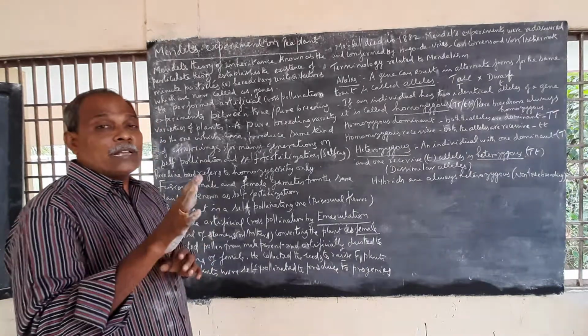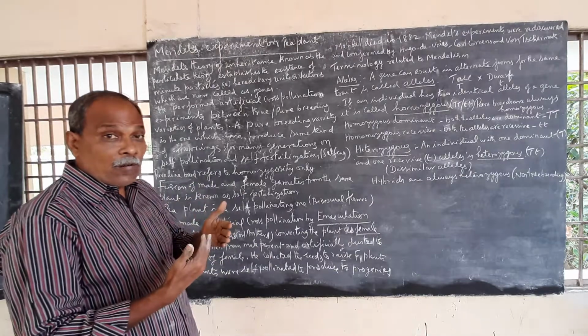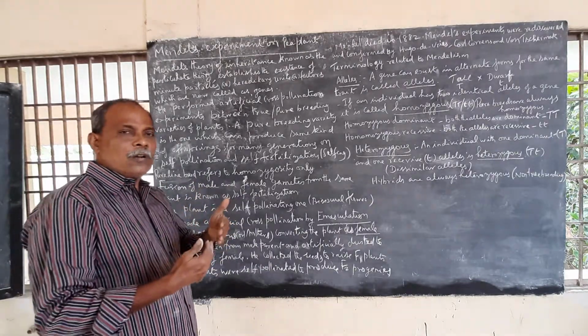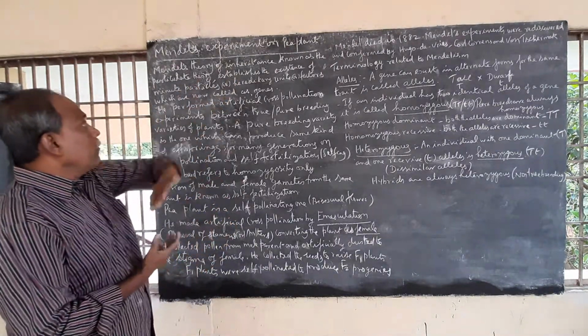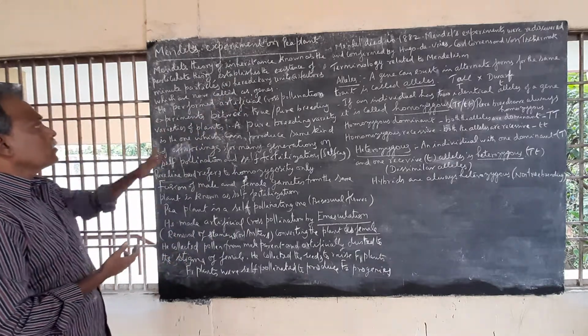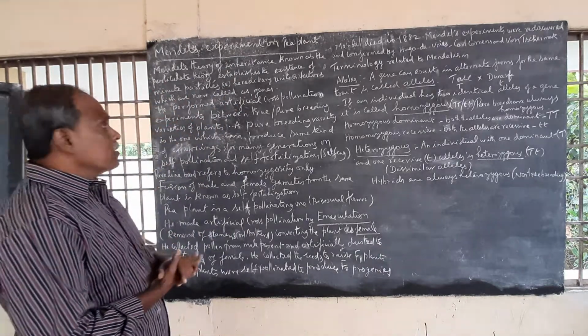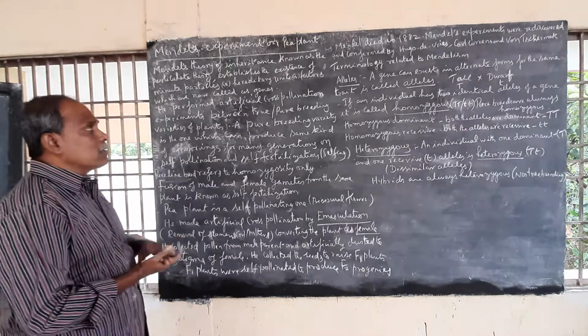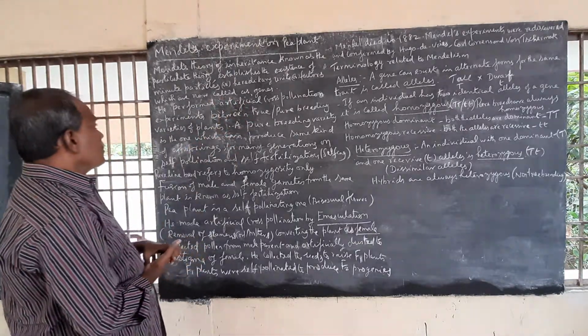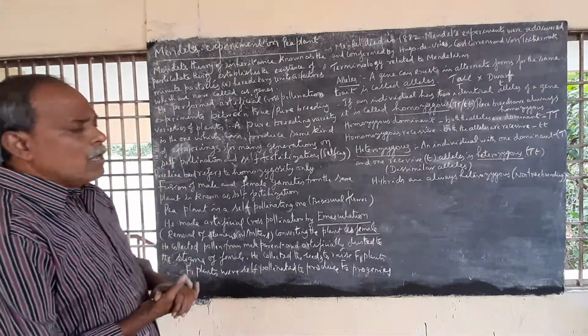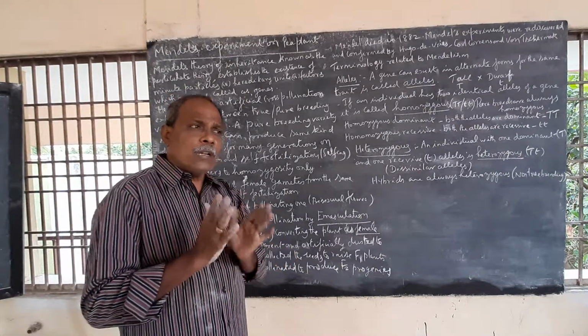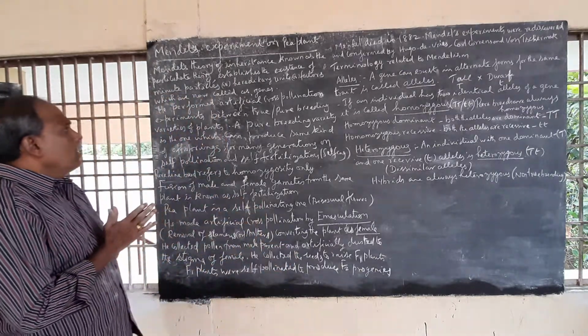He called that something a factor. The factors were later called alleles. Alleles are now called genes. So that's what is given here. Mendel's theory of inheritance, known as the particulate theory, establishes the existence of minute particles or hereditary units, factors, which are now called genes. Actually, he performed artificial cross-pollination.